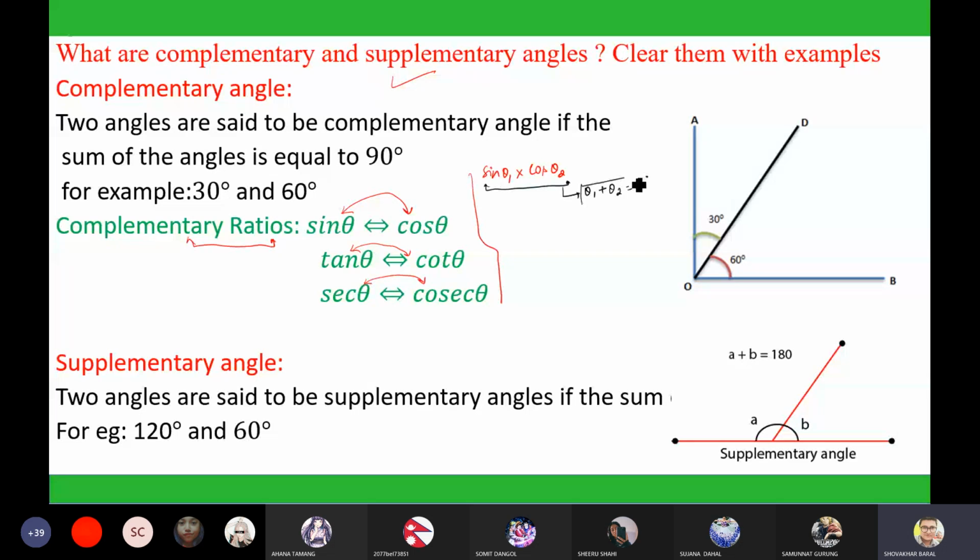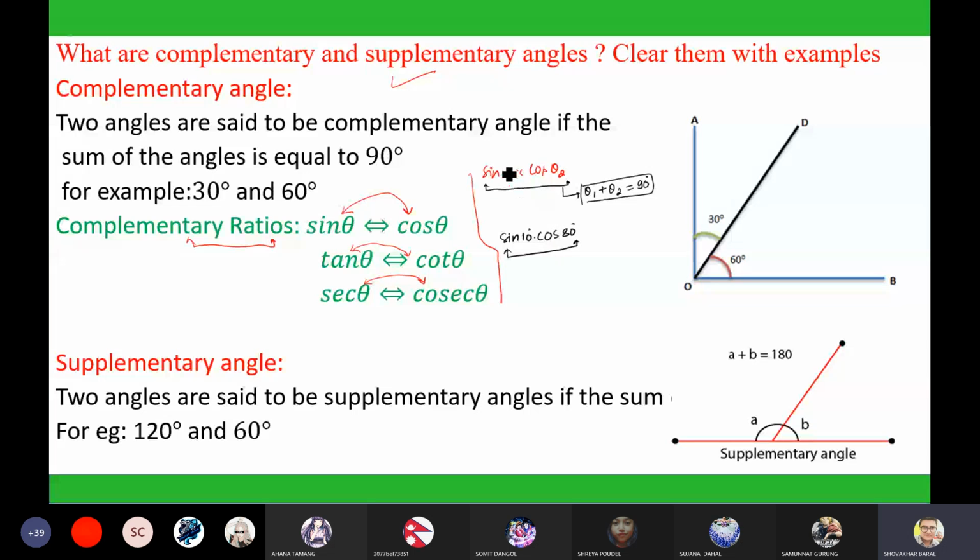Sometimes I may find such angles, let me give you one example. Suppose I have sine 10 degree into cos 80 degree. If I see such a product, then I can interchange this sine into cos, or I can interchange this cos into sine by using the complementary relation. I can replace this 80 degree with 90 minus theta.